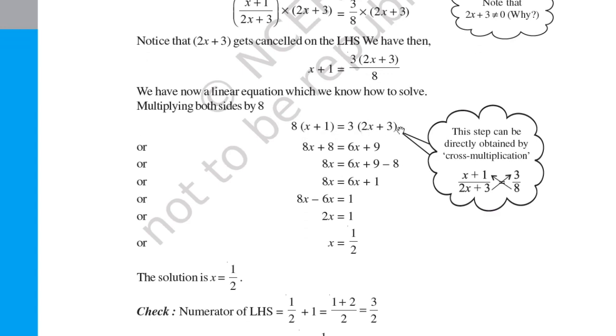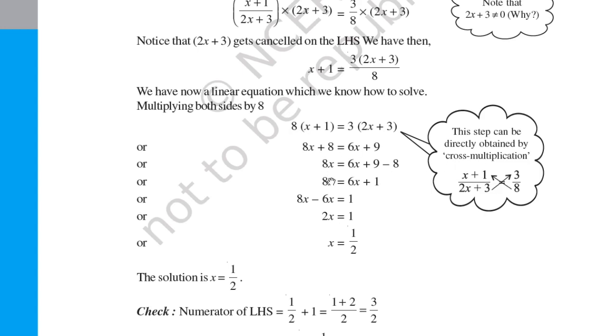So here is a note. This step can be directly obtained by cross multiplying. So you can cross multiply it like this, and it will be much easier. So 8x+8 is equal to 6x+9. They are solving it here by simply multiplying it inside. This is a longer method. If you do the cross multiplication, that will be a lot easier.